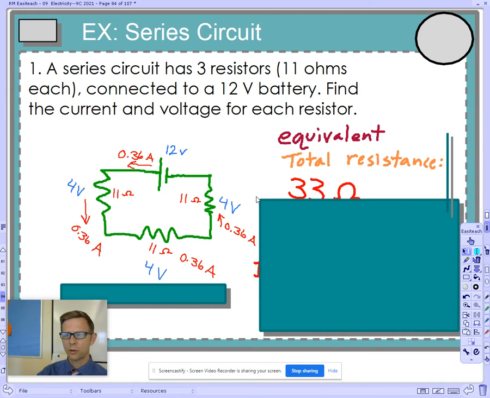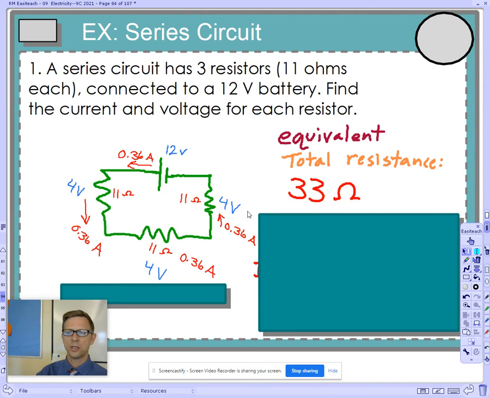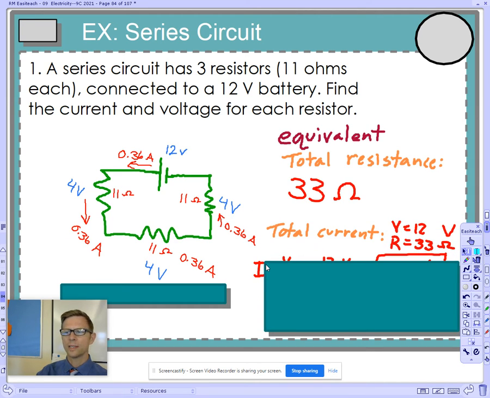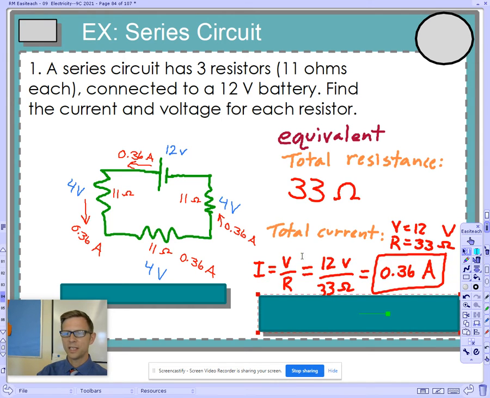Well, the equivalent or total is just simply 33 ohms. We look at that and we just know for series, we just add up those resistances. To get the current, you use Ohm's law, which is V equals IR. If you plug into V equals IR, you get 0.36, 12 volts divided by 33 ohms. Use the equation.